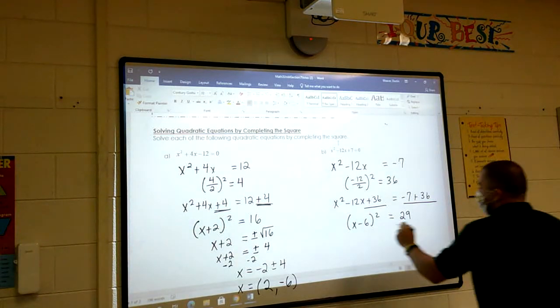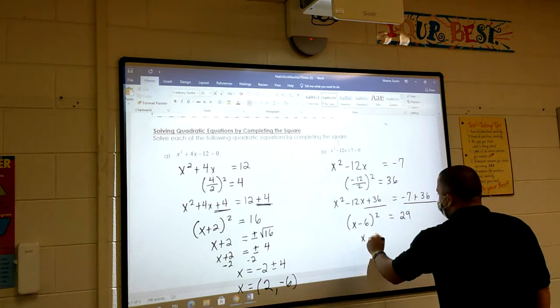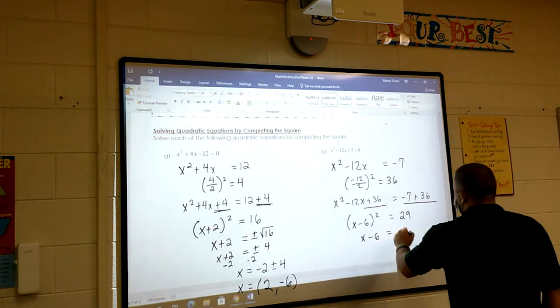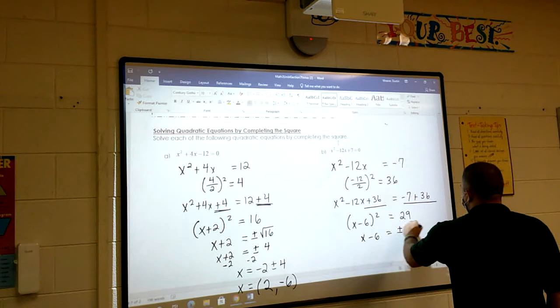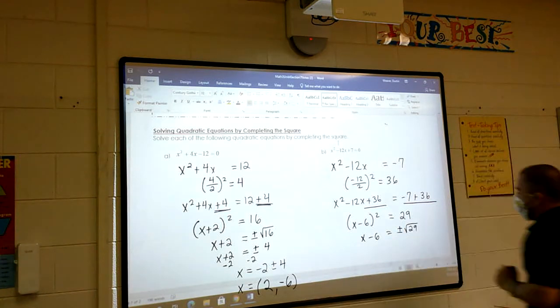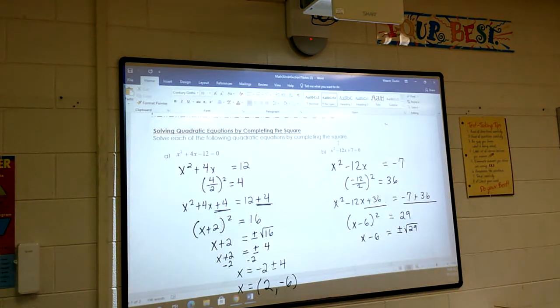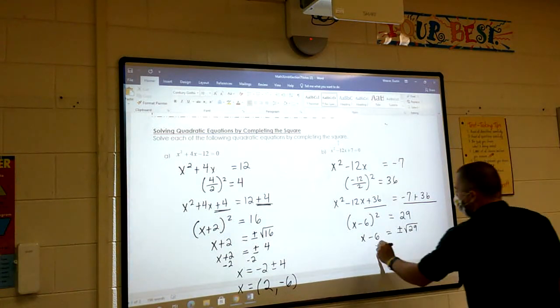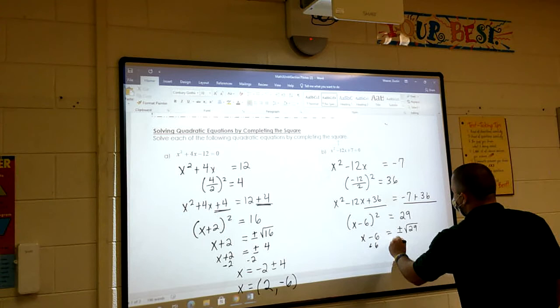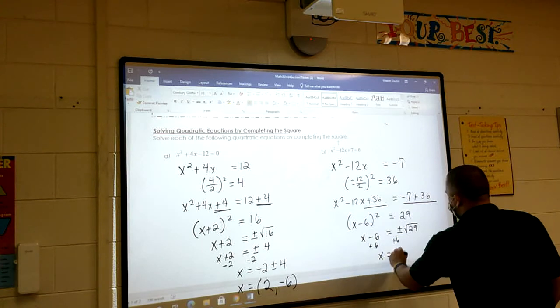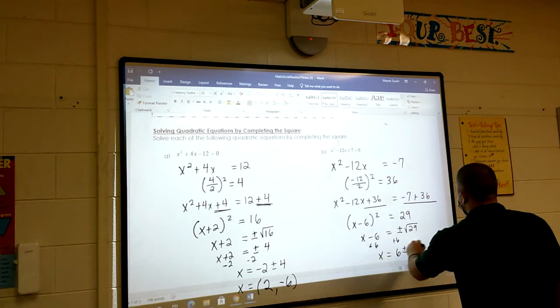So when we take the square root of this side, we get x minus 6. When we take the square root of this side, we get plus or minus the square root of 29. And if you did a square root of 29, it's like 5 point something, but it doesn't come out nicely, so we just leave it there. So lastly, we move the 6 over. So we're going to say plus 6. It goes in front. So the answer is x equals 6 plus or minus the square root of 29.